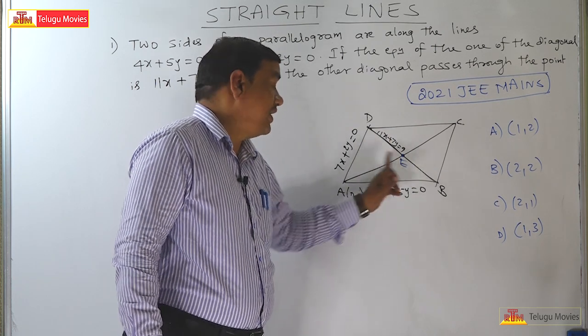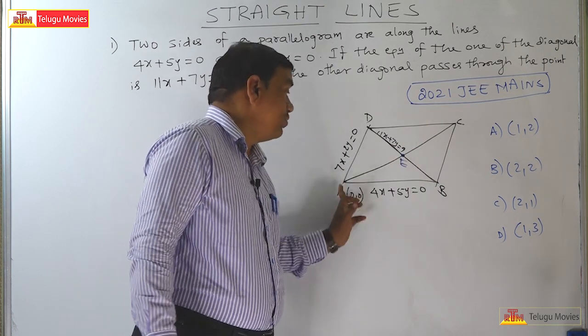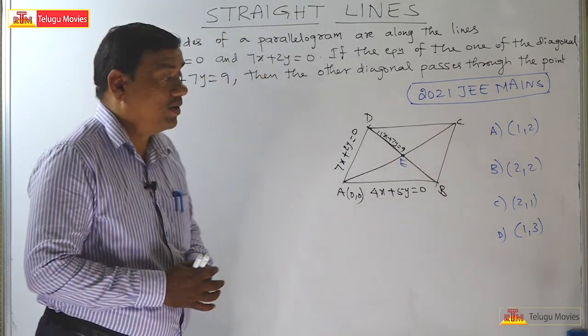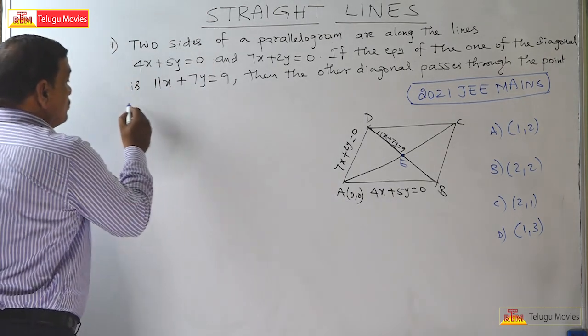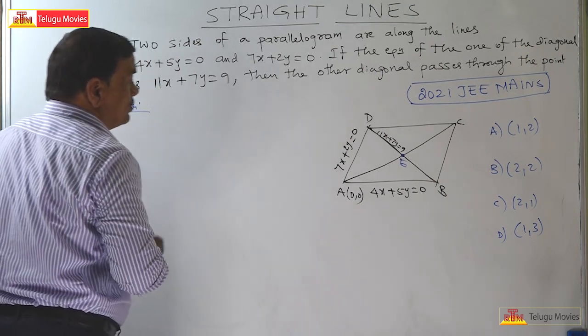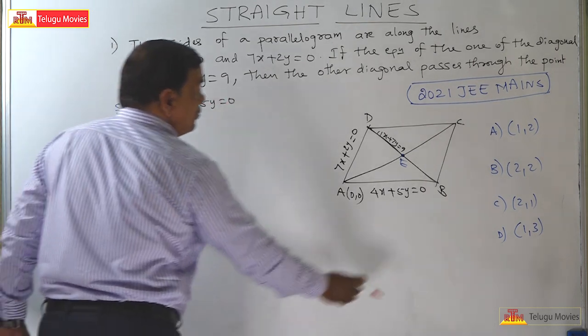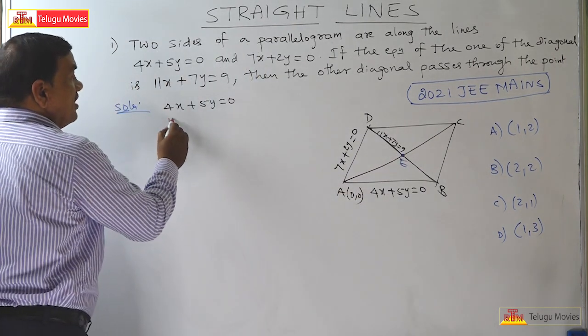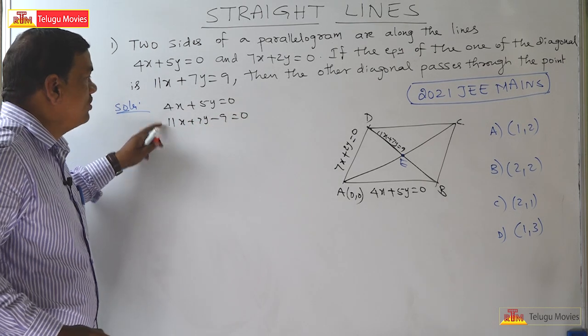So, after knowing E, we can find out the equation of the diagonal passing through A and C. Very easy problem. Let us solve these two equations. What are those two equations? Here, 4x plus 5y is equal to 0, and the last equation is 11x plus 7y minus 9 is equal to 0. Let us solve these two equations.